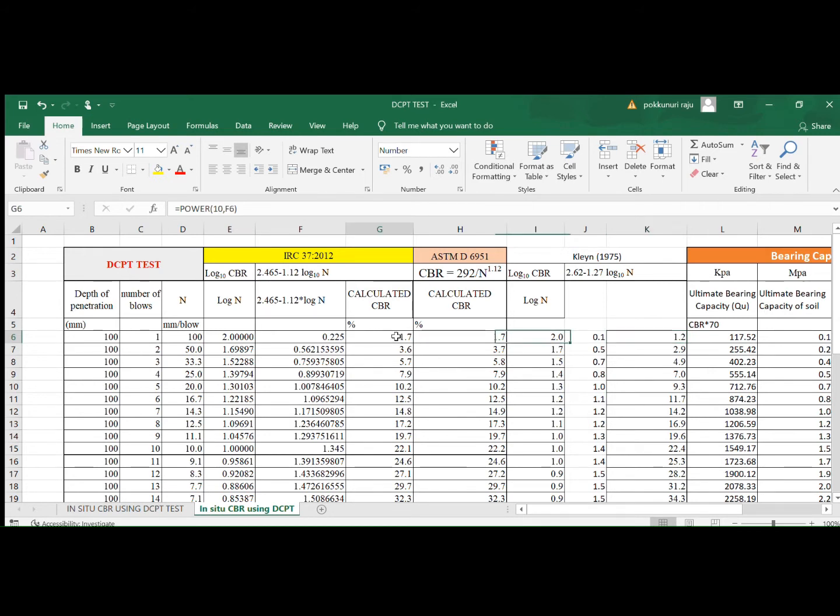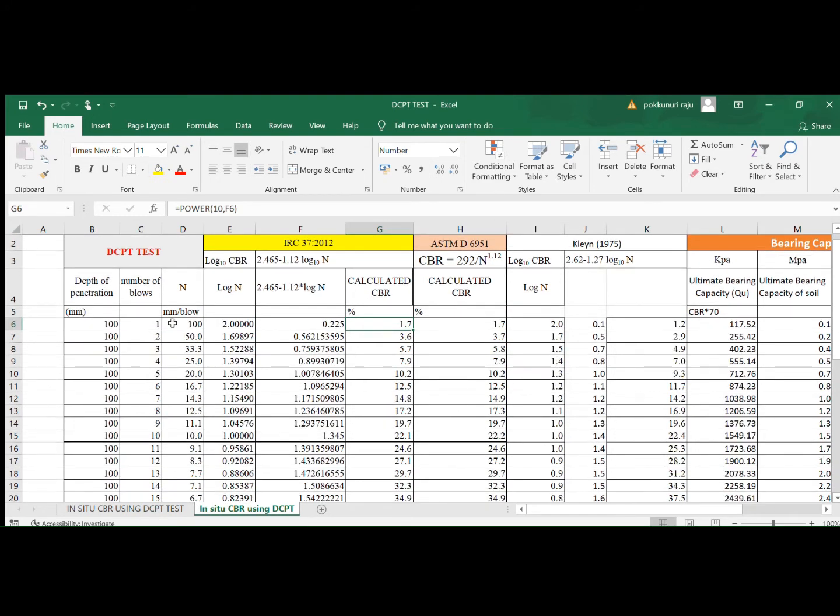But as you go further, for n value 10, the CBR calculated using the IRC equation is 22.1, using the ASTM equation is 22.2, and using Klein's equation is 22.4. That means at n equal to 10, the CBR calculated from all the three equations is approximately equal.